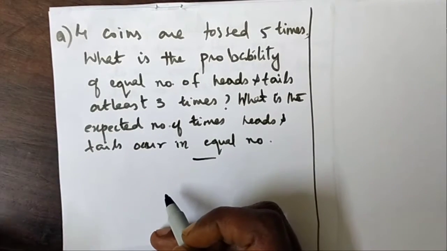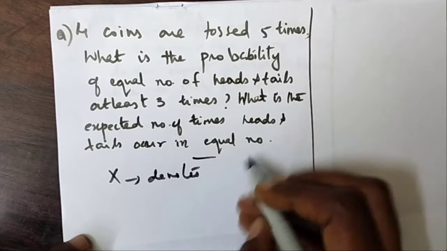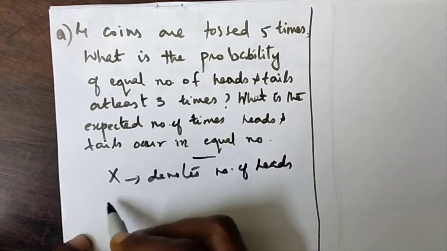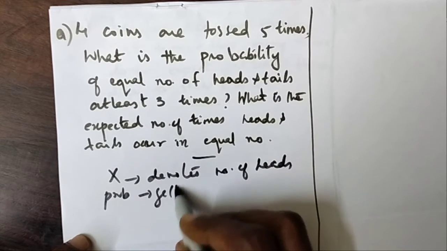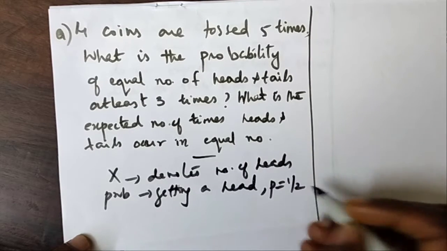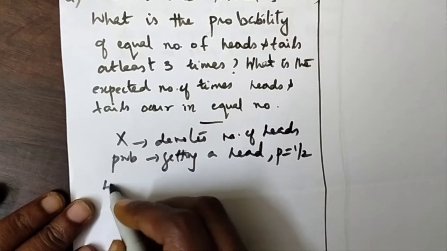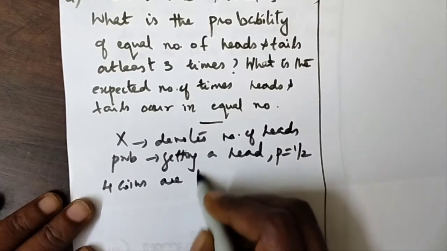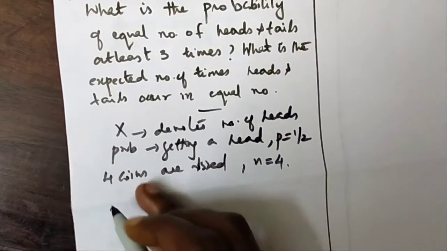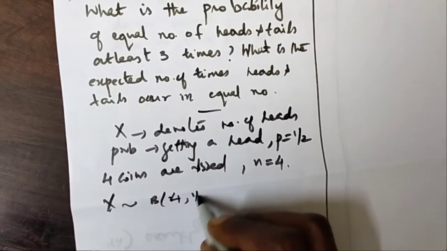So let the random variable X denote the number of heads. And what is the probability of getting a head? P is 1 by 2. Q is also 1 by 2. So 4 coins are tossed, so n is 4. So this X follows binomial with the parameters n as 4 and p as 1 by 2.